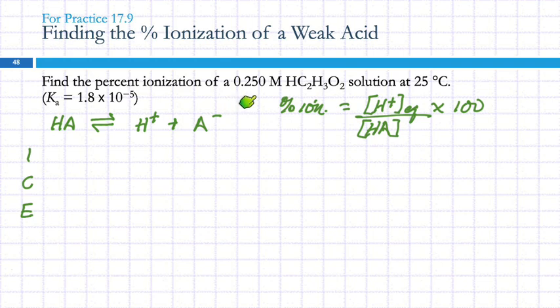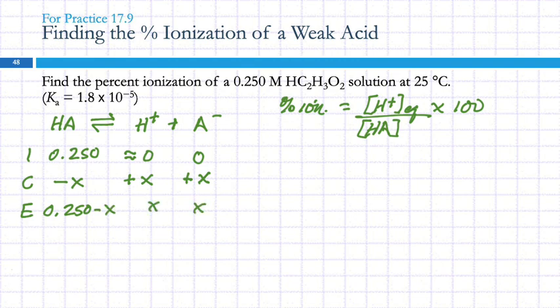So we have our initial concentration of 0.250. Hydrogen ion concentration starts out at approximately 0, anion concentration is 0. Reactant loses X, products gain X. So down here, 0.250 minus X, X, and X. So 1.8 times 10 to the minus 5 is our equilibrium constant. It's going to equal X squared divided by 0.250 minus X.